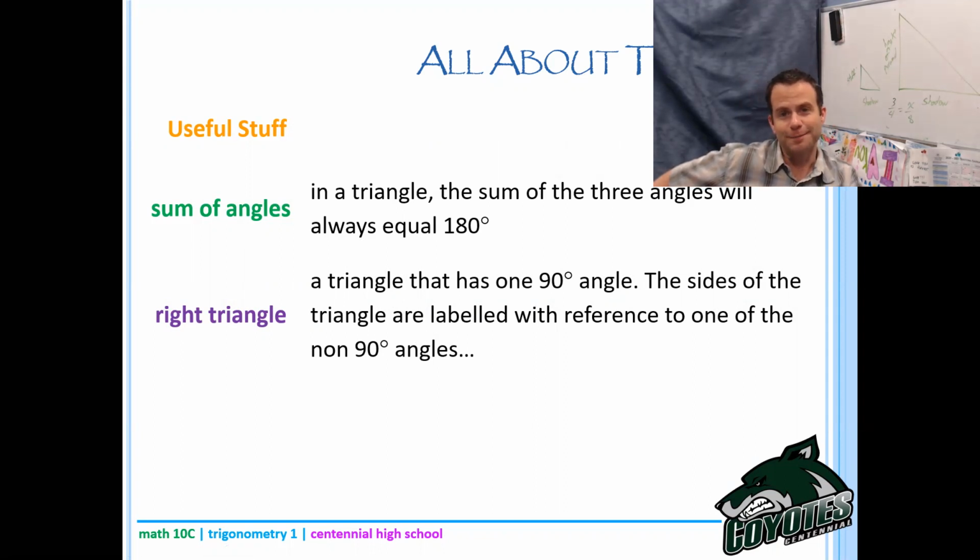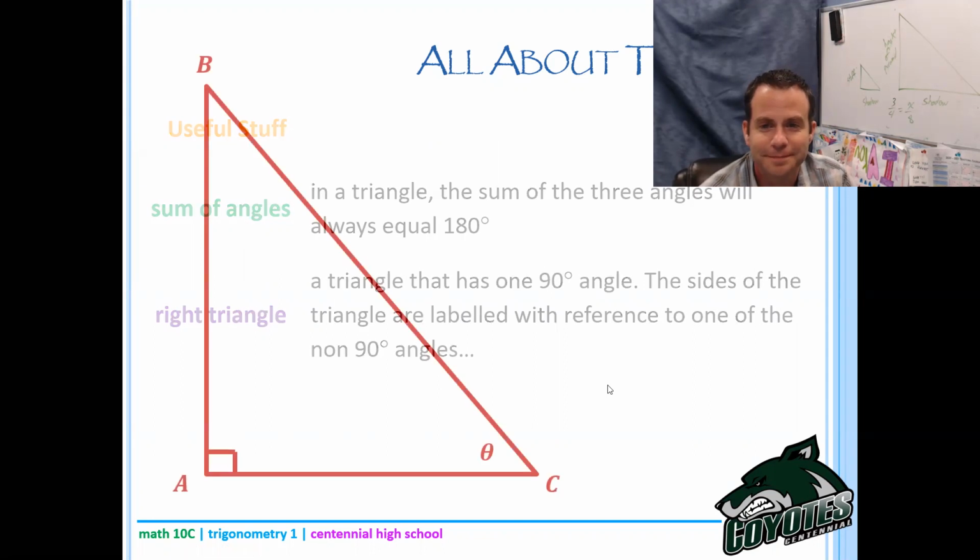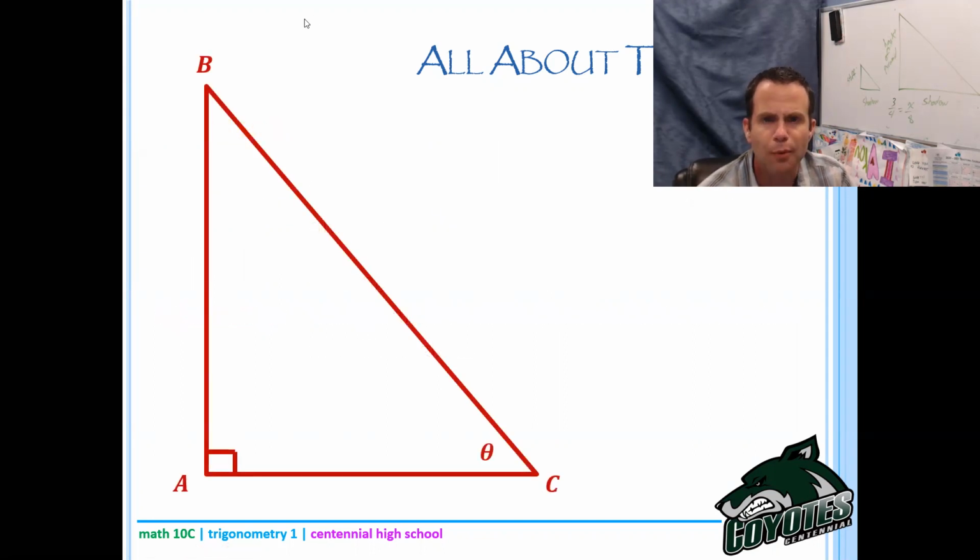Not a triangle. All right. Now, I want to take some time to deal with how we label triangles, okay? So I have labeled this triangle with capital A, capital B, capital C. And so we would say this is triangle ABC, okay? I've also stuck this little symbol here.